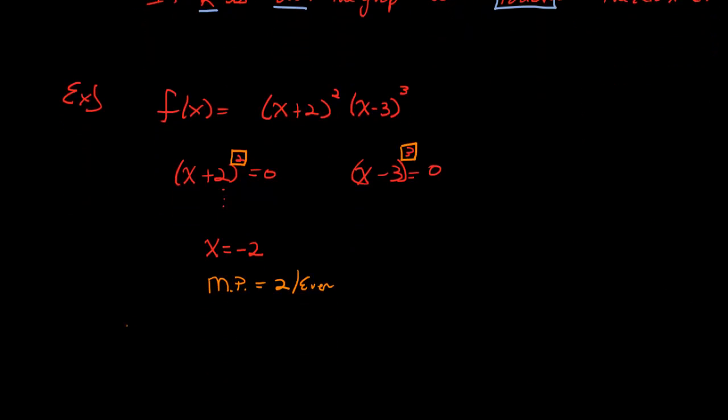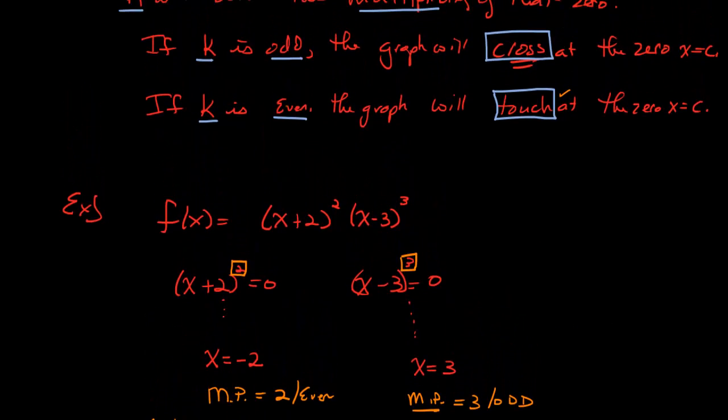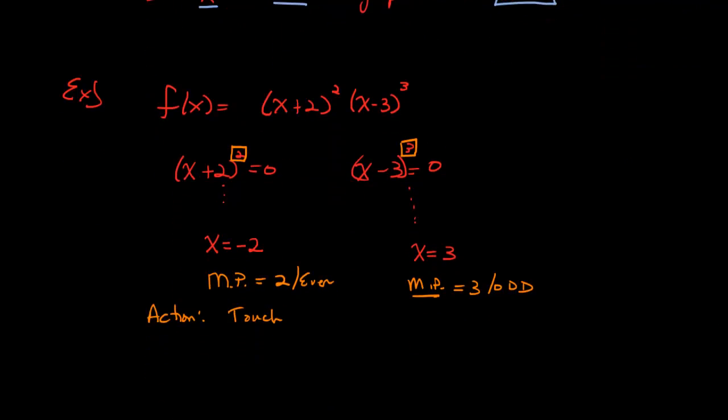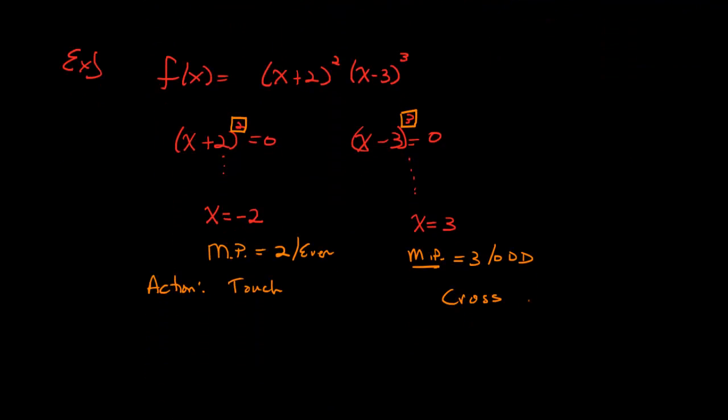So if we have a multiplicity that is even, our graph will solely touch. I always like to say action: the action of the graph. And the action here is to touch. In this next circumstance, when we solve, we get x equals positive 3. However, this multiplicity is equal to a value of 3, and this is an odd multiplicity. Therefore, if we have an odd multiplicity, we know that we're simply going to cross at that value. So in one circumstance, we cross at the 0 when we have an odd multiplicity. In the other circumstance, we simply touch when we have an even multiplicity.